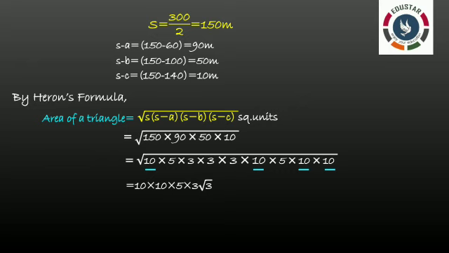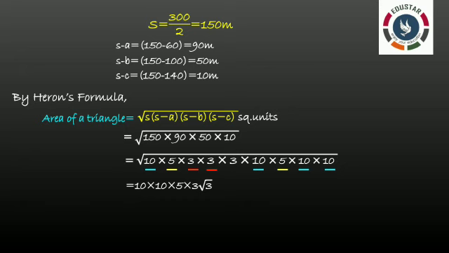And 5 is also repeating. Square root of 5 into 5 is what? 5. And square root of 3 into 3 is 3. So remaining only the single number 3 is inside the square root. Remaining terms we have taken outside the square root. Why? Because the numbers are repeating twice. So our next step will be what? 10 into 5 into 3 into square root of 3.